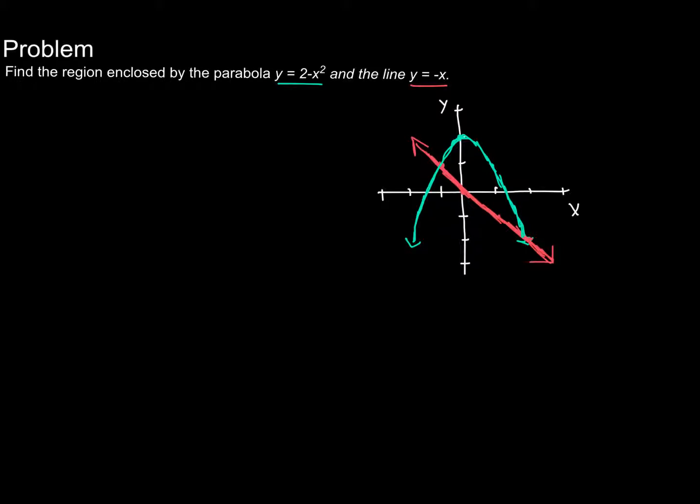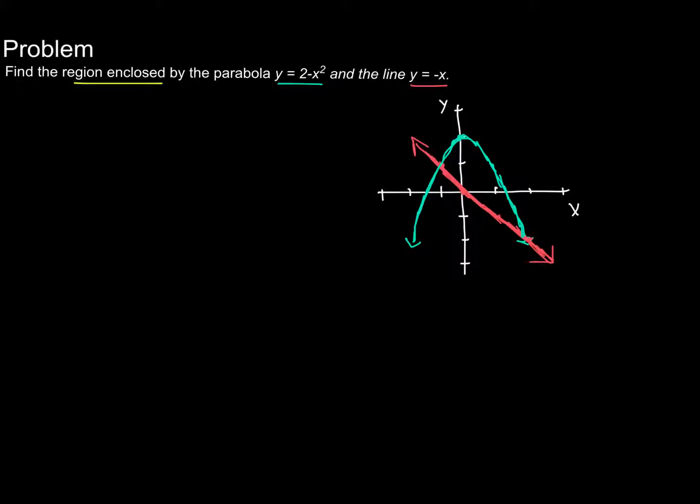So we can graph these functions pretty easily by hand. I've just done so by plotting basic points at x equals 0, 1, 2, negative 1, and negative 2. And when we do so, we can pretty clearly see what the region enclosed by these two graphs is. That's going to be the area which is bounded by the two curves. And so that's going to be this area here.